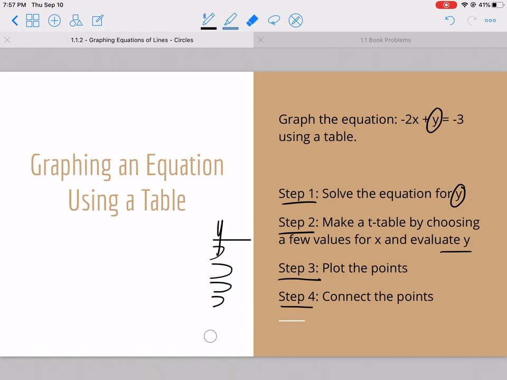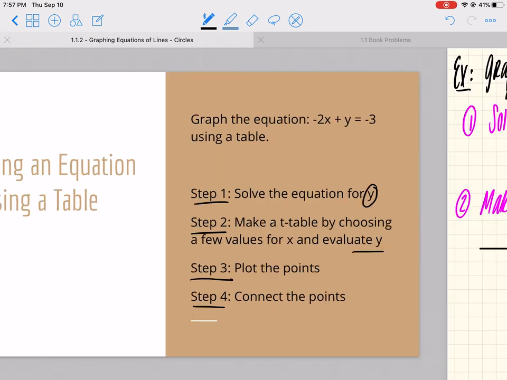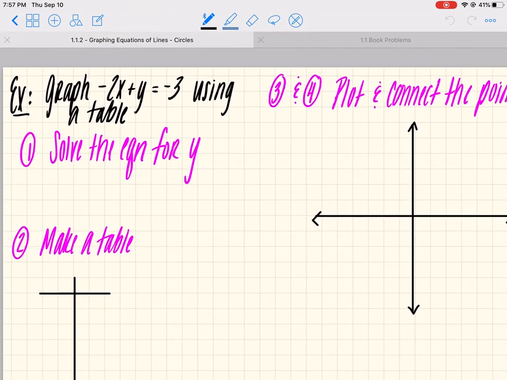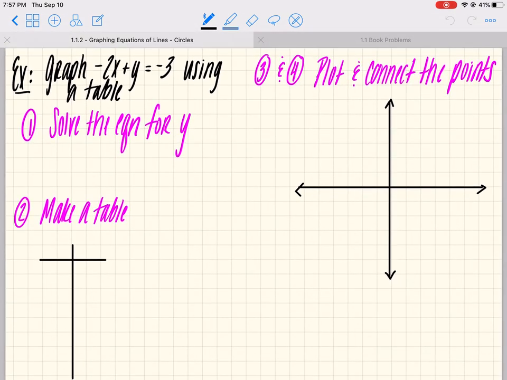So let's go ahead and go through this process for this specific example here, negative 2x plus y equals negative 3. So I've written that here. We're going to graph this using a table, going through the steps step by step. So first thing we're going to do is solve the equation for y. So we have negative 2x plus y equals negative 3. So to isolate y, I want to add the 2x to both sides.